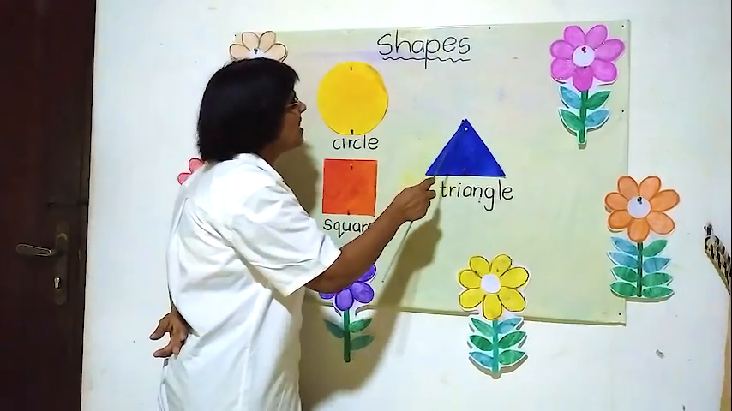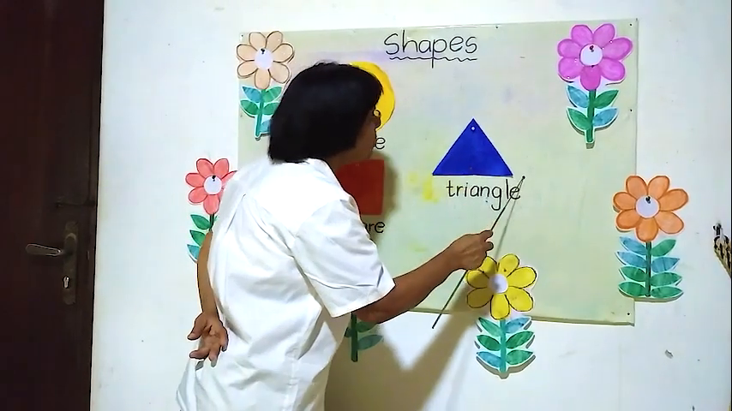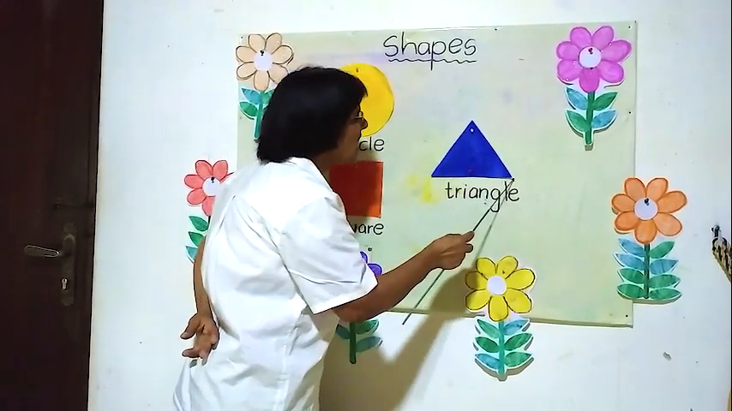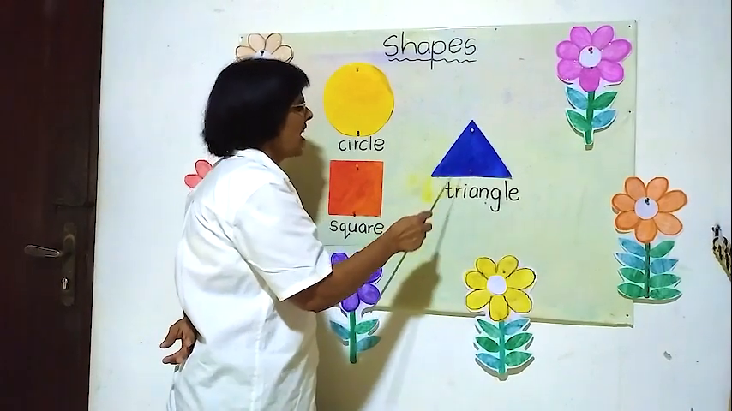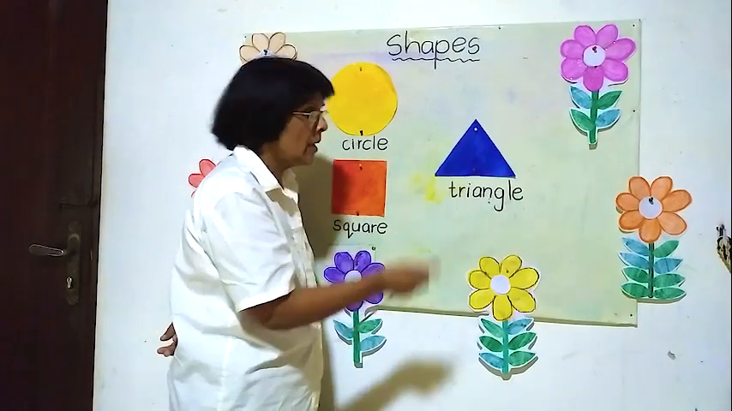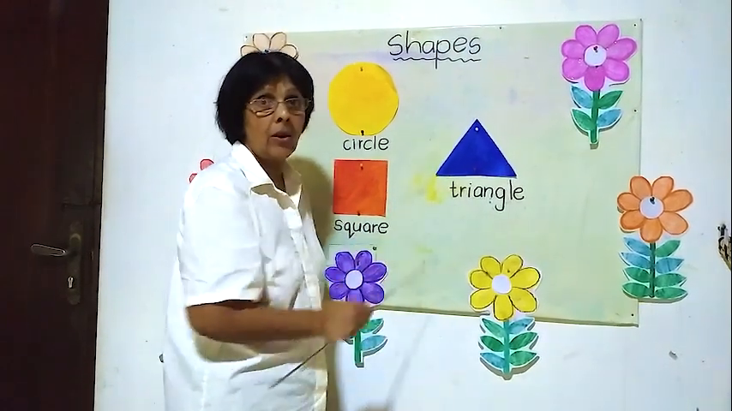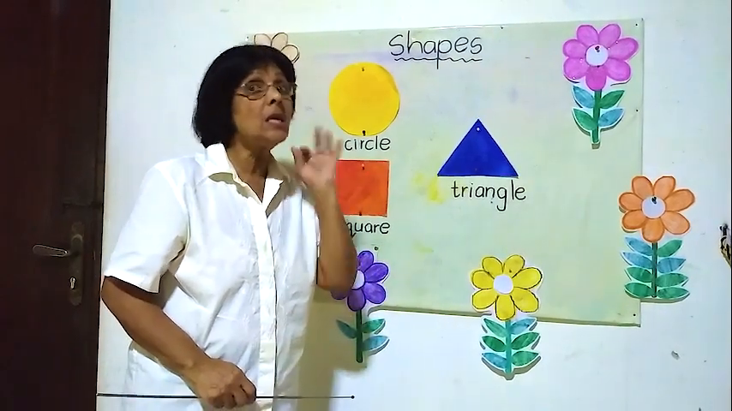Now see this side, one side. Here another side, 2. Here another side, 3. These 3 sides make a shape we call triangle. Triangle has 3 sides.